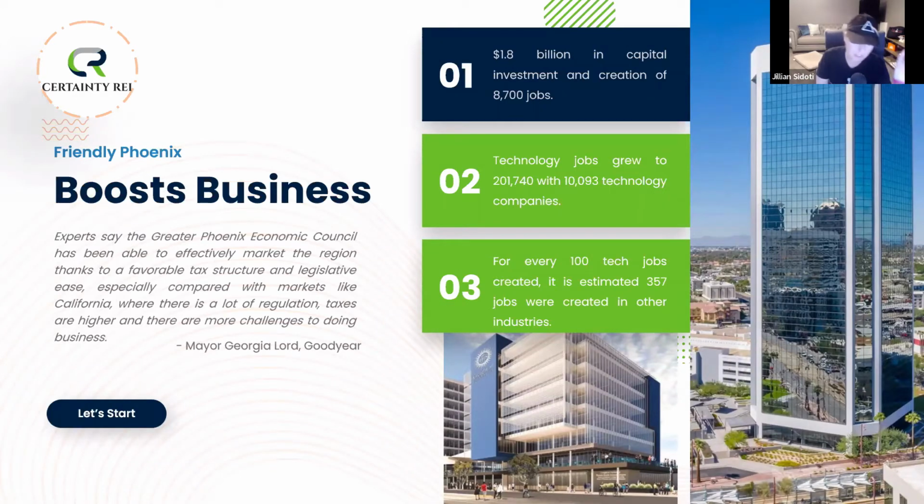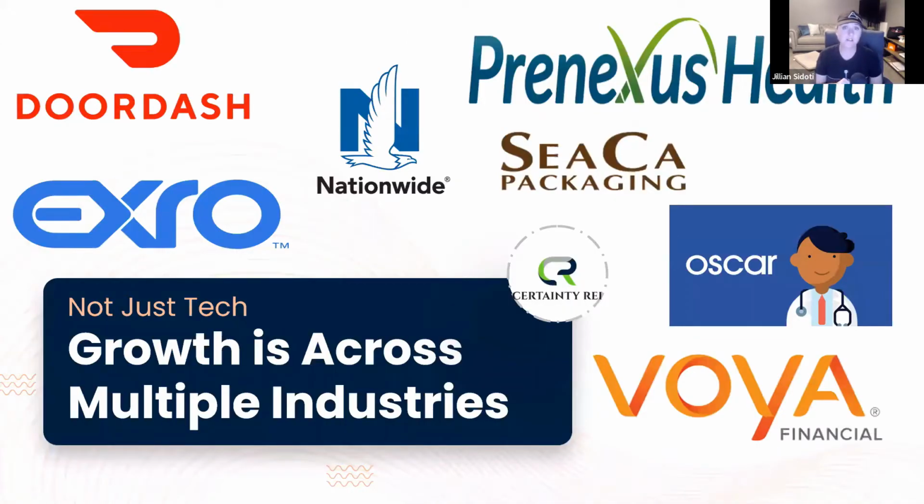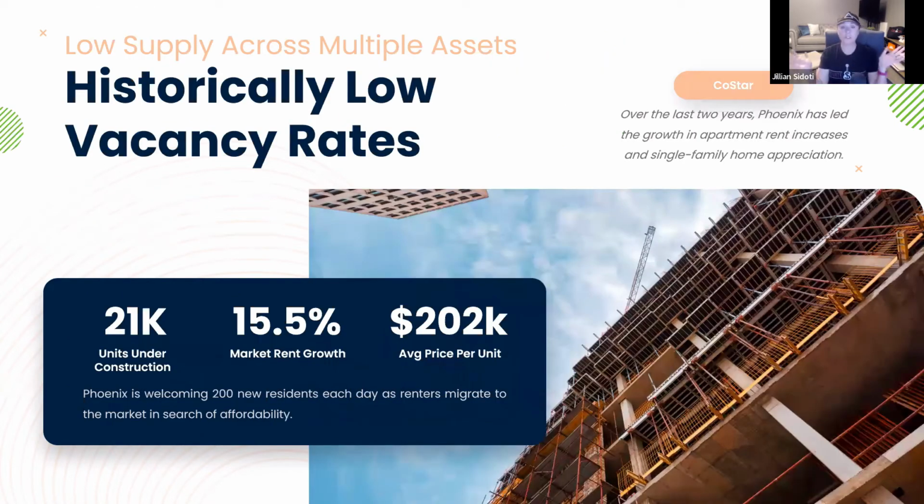And not to mention, it's not just tech companies that have moved in. All of these other companies, health companies, packaging, autonomous vehicles, financial services, all have moved in. Nationwide, you guys know Nationwide, it's an insurance company. So what has ended up happening because of all of this amazing stuff moving in, and tech companies, is historically low vacancy rates, right?